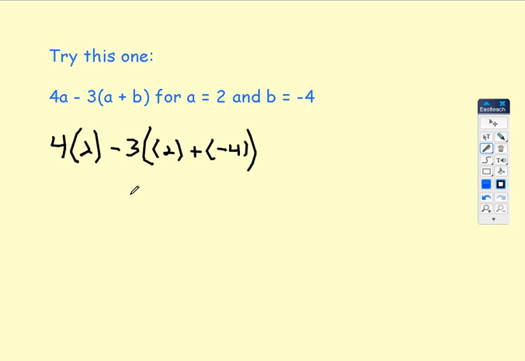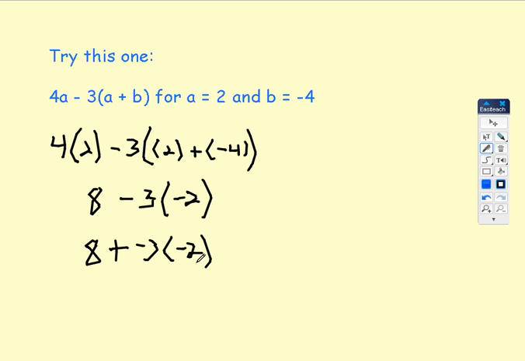Parentheses: 2 plus negative 4 is negative 2. Over here I've got 4 times 2, which is 8. I did 2 steps in one, no big deal. 8 minus 3 times negative 2. Now I'm going to rewrite that as 8 plus negative 3 times negative 2. It's just easier; you can change that if you want, since that's subtraction. Then negative 3 times negative 2 is positive 6, so 8 plus 6. A common mistake is people do 8 minus 3 first. No, you've got to do the multiplication first. So 8 plus 6 is equal to 14.